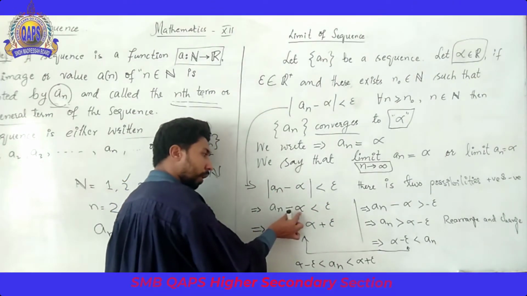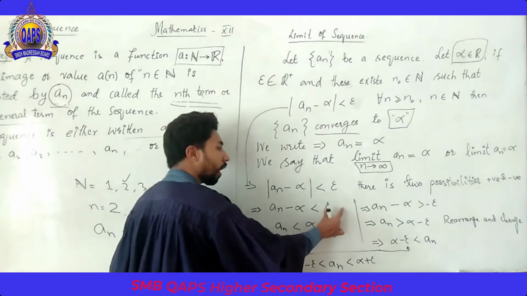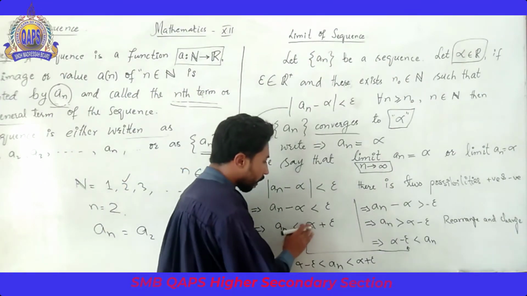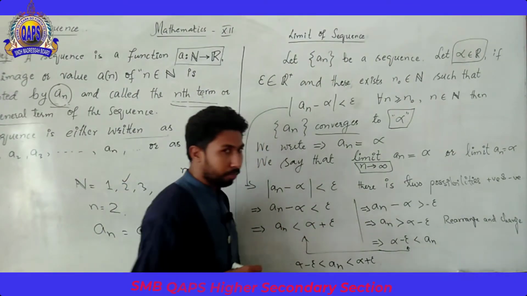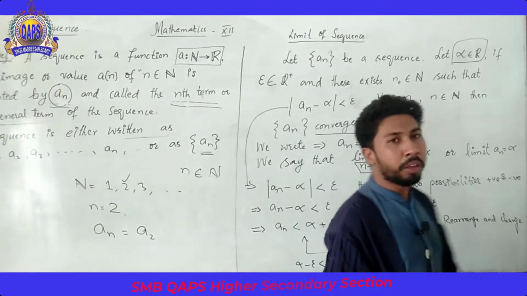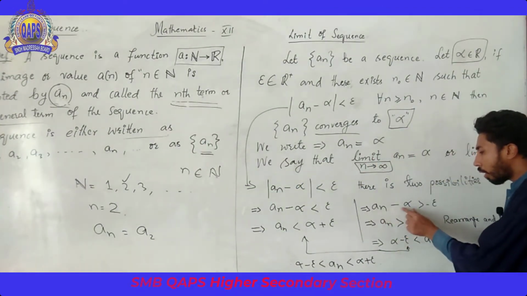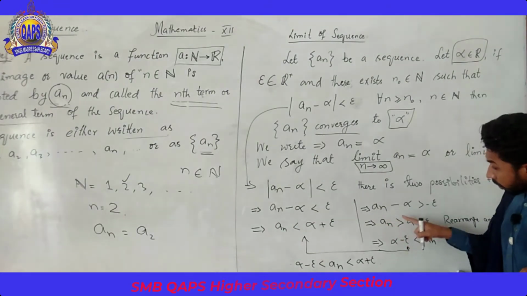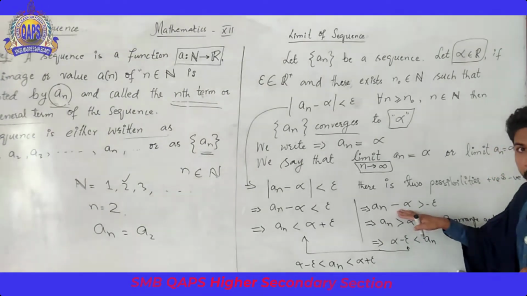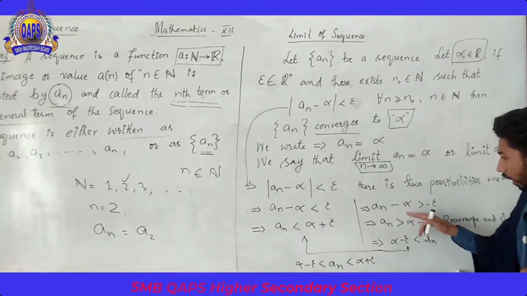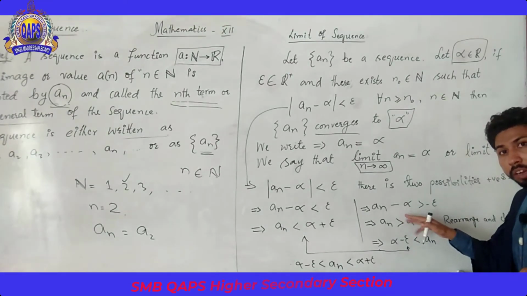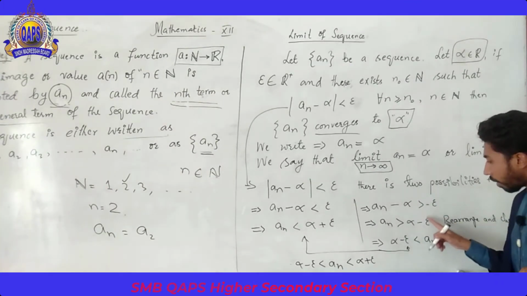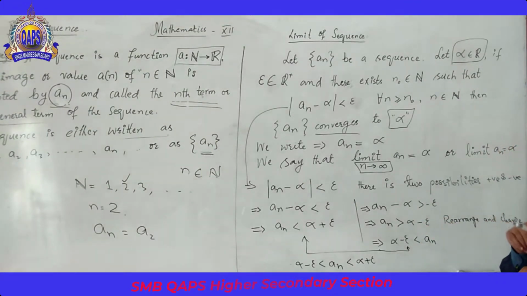So this minus alpha, when coming to this side, converted into the positive. So an is less than alpha plus epsilon. And now here is the same condition: when an minus alpha is greater than minus epsilon, then this minus alpha goes to the other side, and that's why it converted into the positive sign, and this negative epsilon remains the same.